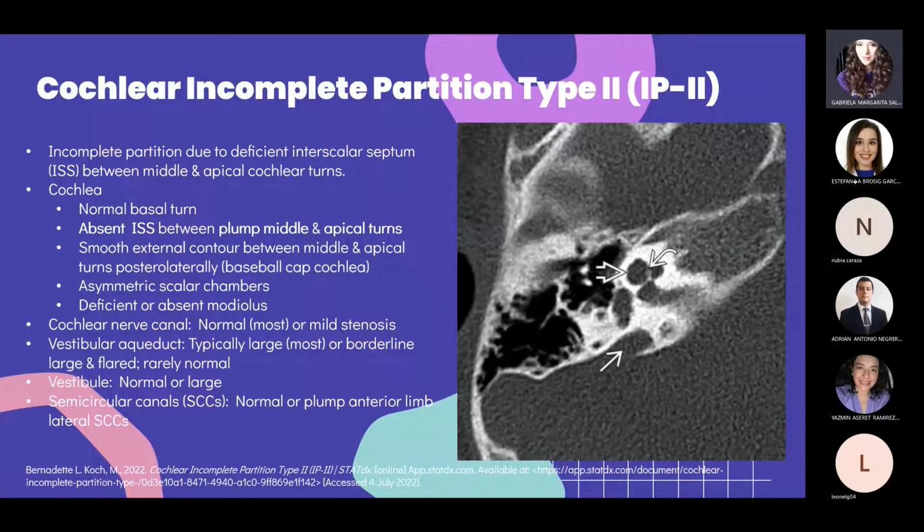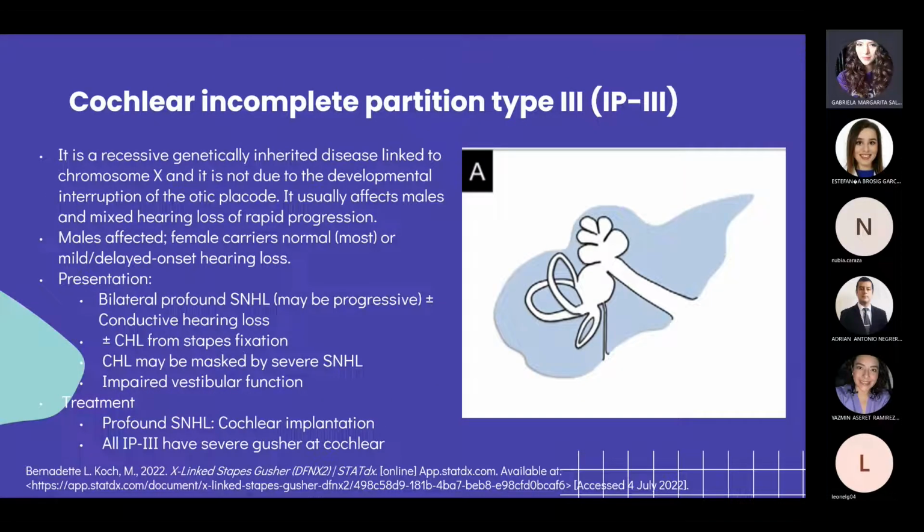And then the cochlear incomplete partition type 3 is a recessive genetically inherited disease linked to the chromosome X, and it is not due to a developmental interruption. It usually affects males, and makes hearing loss of rapid progression. Males are affected, and females are the carriers. Normal or mildly delayed onset hearing loss.